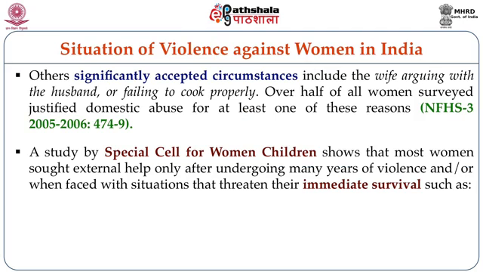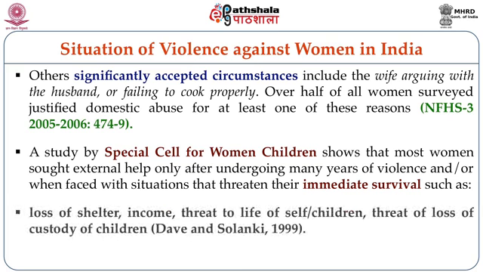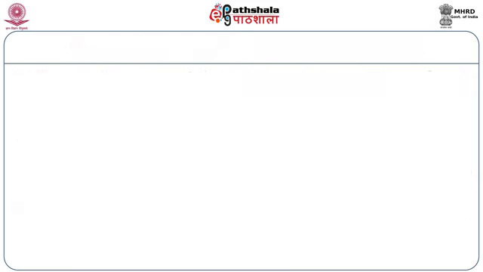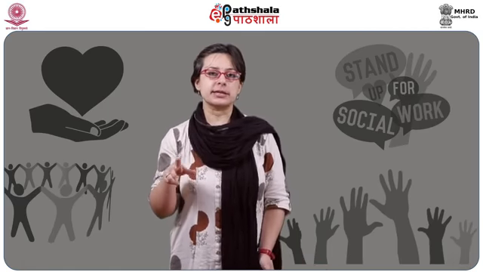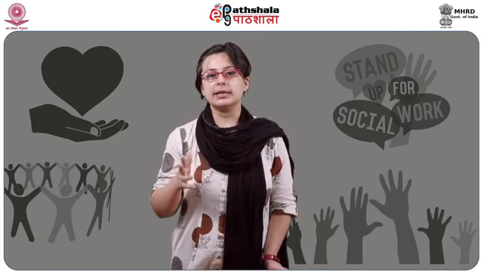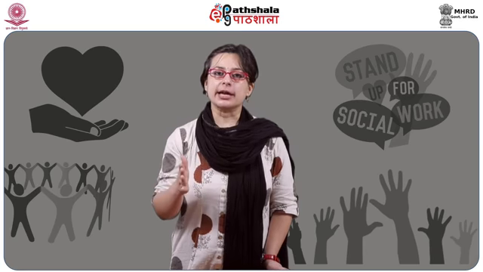Now, in a study by the Special Cell for Women and Children, it was found that most women sought external help only after undergoing many years of violence or when they were faced with situations that threatened their immediate survival, such as loss of shelter, income, threat to the life of self or children, or threat of loss of custody of children. So if these circumstances were not present, they would continue to live in violence. The only reason they took action was an immediate threat to their survival.